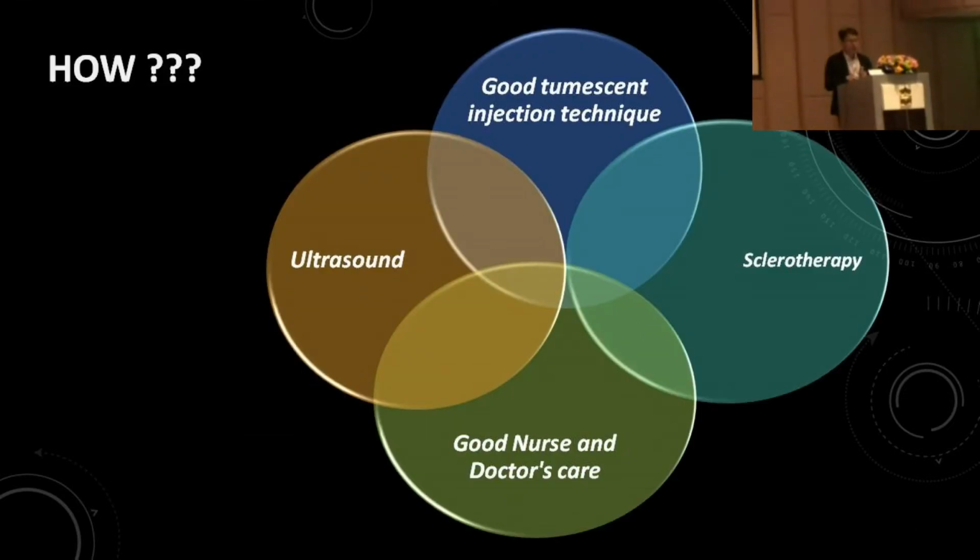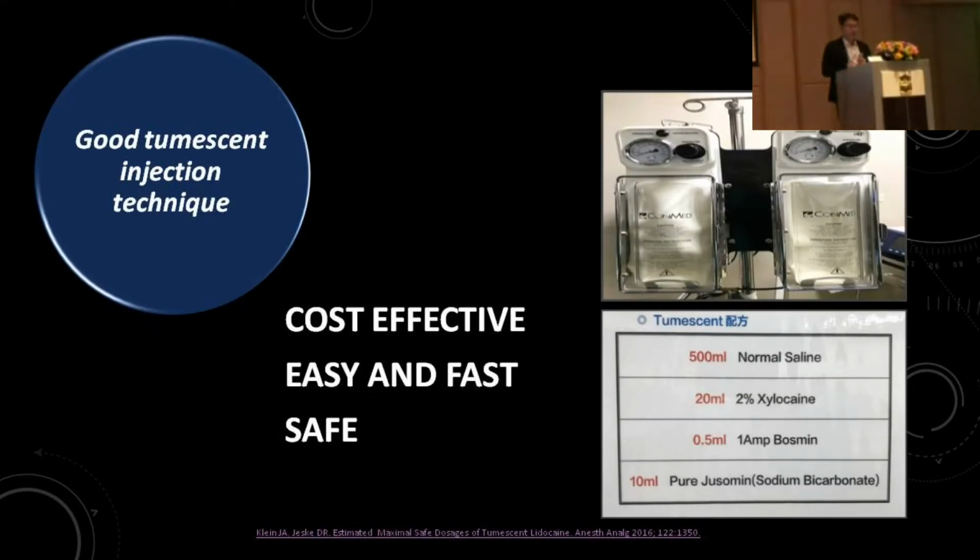And how to do it? I think the most important things are these four key points. The first one is that we have to have a good tumescent injection technique. Tumescent anesthesia is very cost-effective, easy, fast, and very safe.